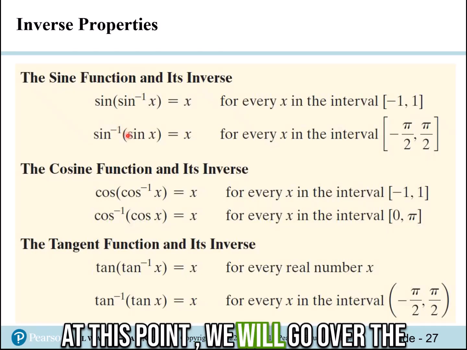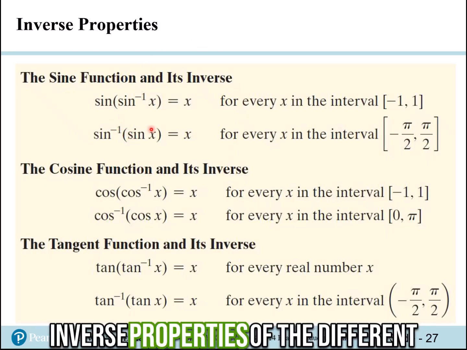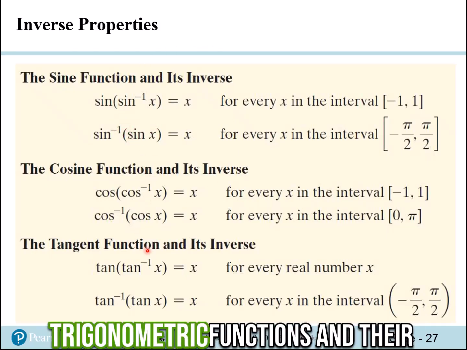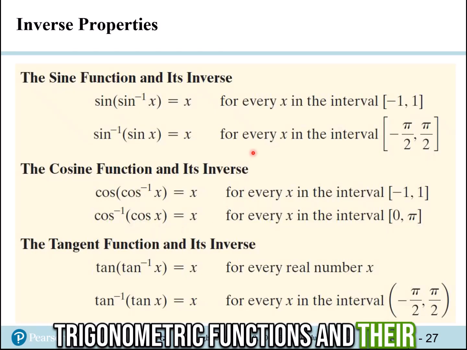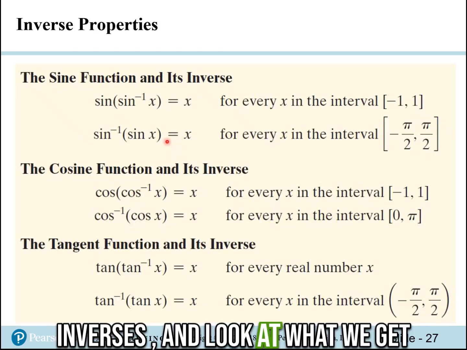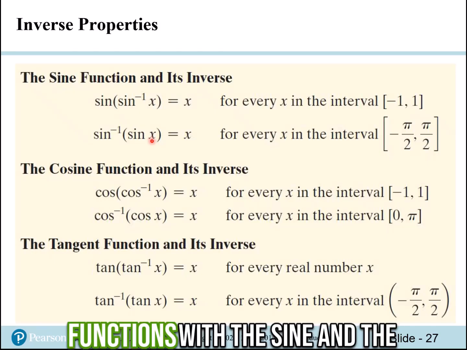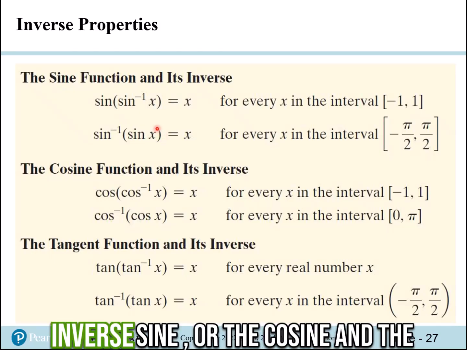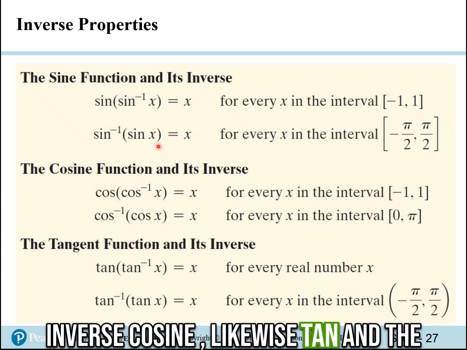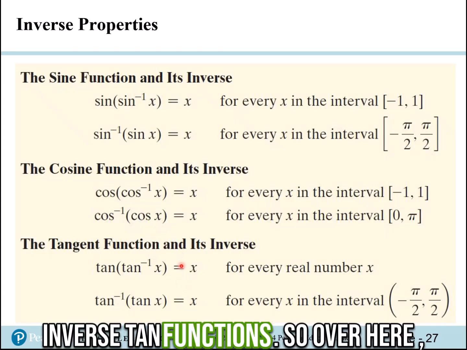At this point, we will go over the inverse properties of the different trigonometric functions and their inverses and look at what we get back when we create composite functions with the sine and the inverse sine, or the cosine and the inverse cosine, likewise tan and the inverse tan functions.